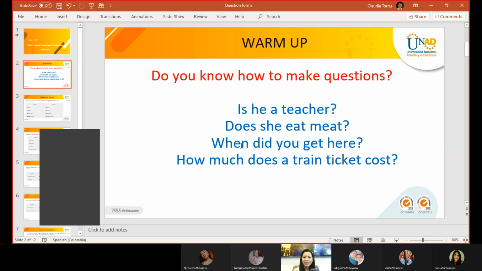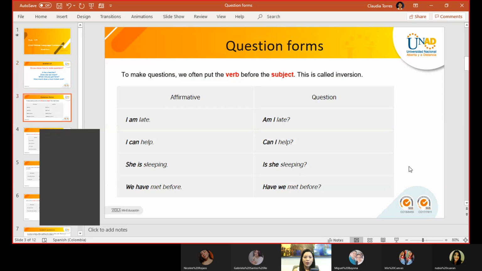Okay, what about the next two questions? The last two questions. Okay, what can you see? What can you notice in those questions? The teacher in the last sentence use the W question. Yes. Yeah, that's correct. So in the last questions, you use WH words like when or how much, right? Okay, so that's perfect.